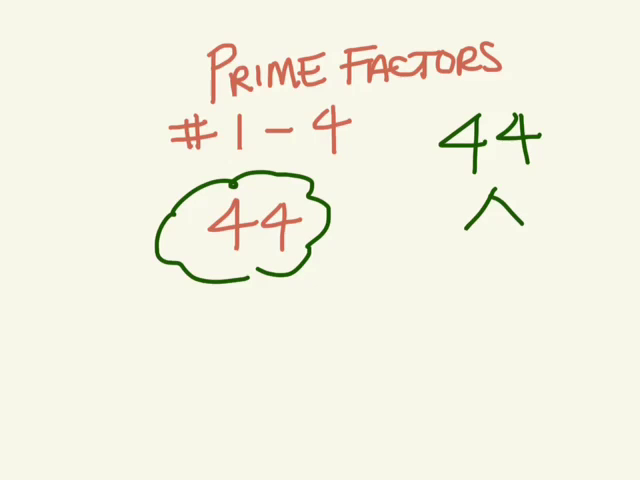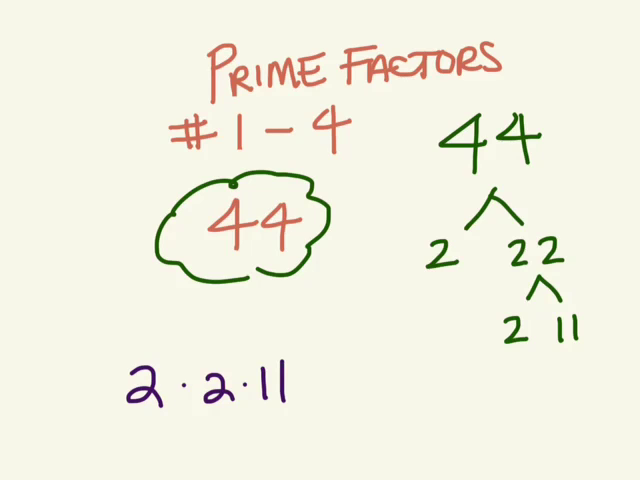44, we want the lowest prime number that goes into it. 2 goes into 44 22 times. I do the same thing for 22. Lowest prime that goes into it is 2. Is 11 prime? Yes, it is. Look at this. Our prime factors are 2 times 2 times 11, which equals 2 squared times 11. Our prime factors, 1 through 4.